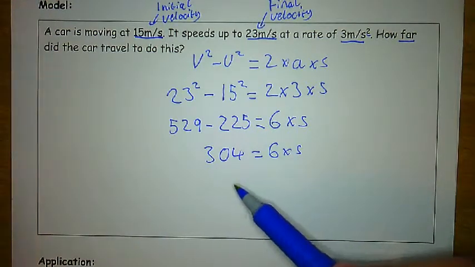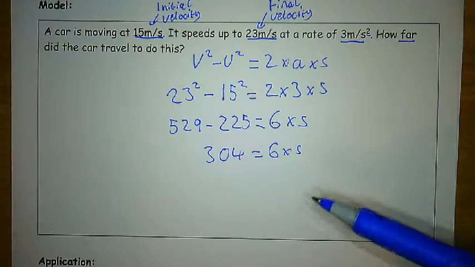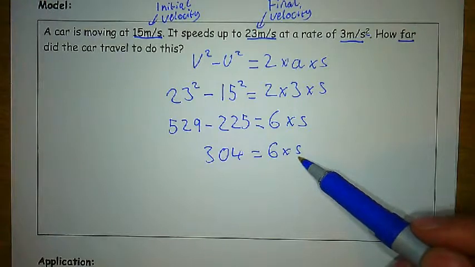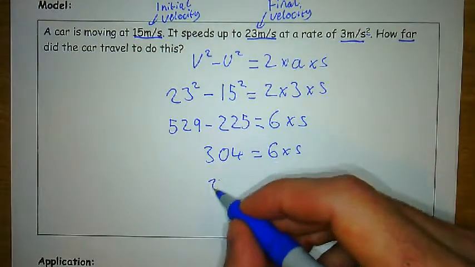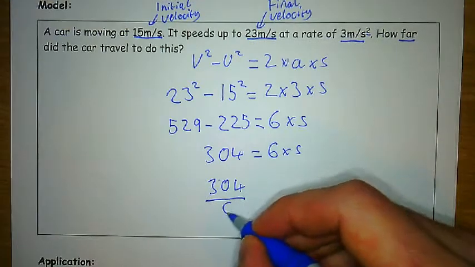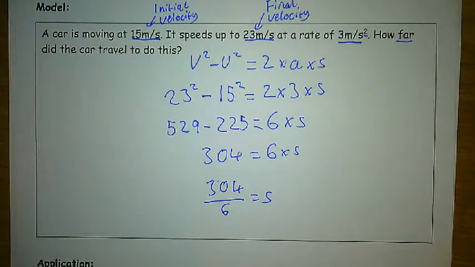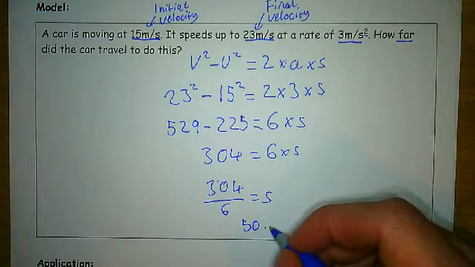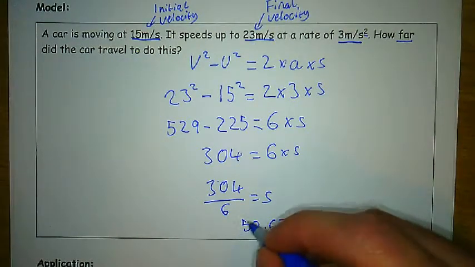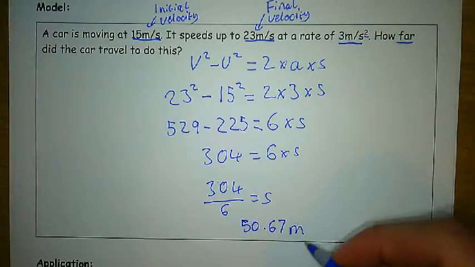Okay, so 304 equals 6 times s. So 6 times s is 304. So working that backwards, thinking, right, so if I want to get just s on its own, if I've timesed s by 6 to get 304, I want to divide 304 by 6 to get s. So 304 divided by 6 will give us our distance. So divide that by 6 is going to give us 50.67. So it's 50.6 recurring. Round that to 2 decimal places, and that is going to be meters.